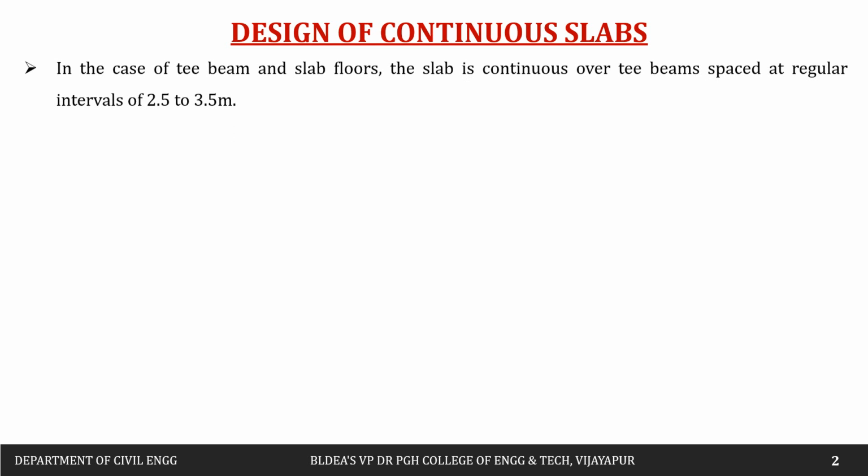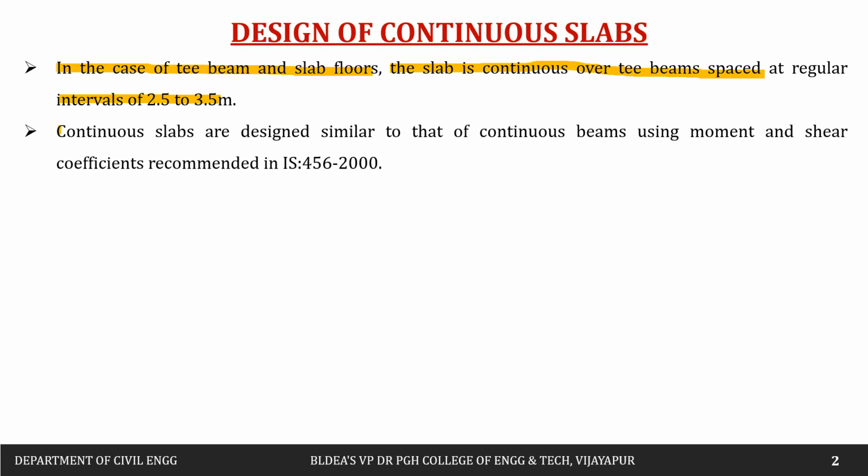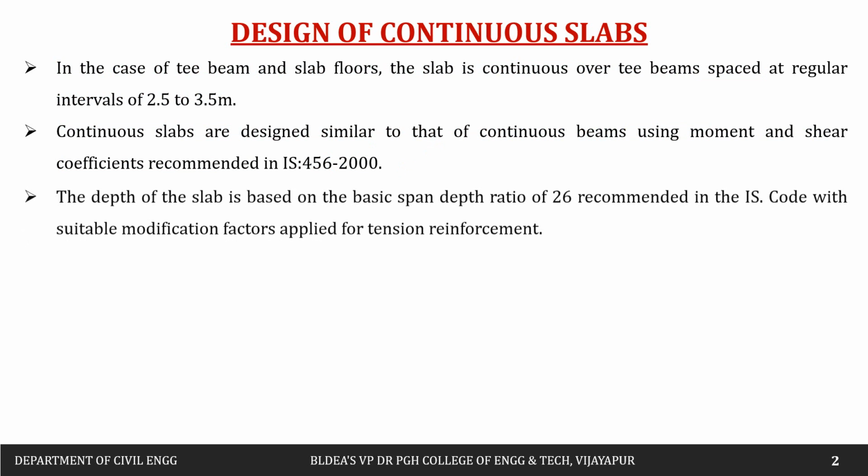So let us see. In case of T-beams and slab floors, the slab is continuous over T-beams spaced at a regular interval of around 2.5 to 3 meters generally. Continuous slabs are designed similar to continuous beams using moment and shear coefficients recommended in IS 456-2000. Already in the previous videos we have seen how to design a continuous beam using moment and shear coefficients given in IS 456-2000. So the same thing we are going to use here also.